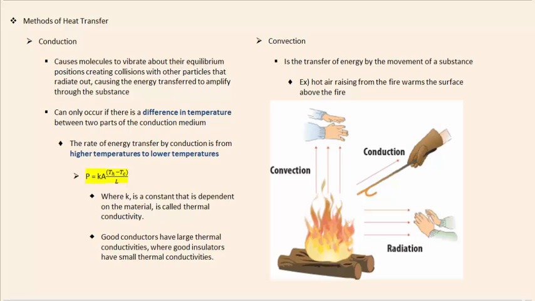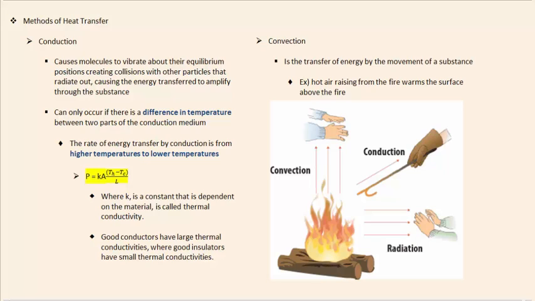concentration of lower temperatures. And we can calculate the rate of energy transferred with the equation that our power is equal to K, which is our thermal conductivity constant, which is dependent on the material in use, multiplied by the area, multiplied by our hot temperature minus our cold temperature, divided by the length, or sometimes the thickness, of our material. So since K is called the thermal conductivity, we see that good conductors have a large thermal conductivity while good insulators have small thermal conductivities.